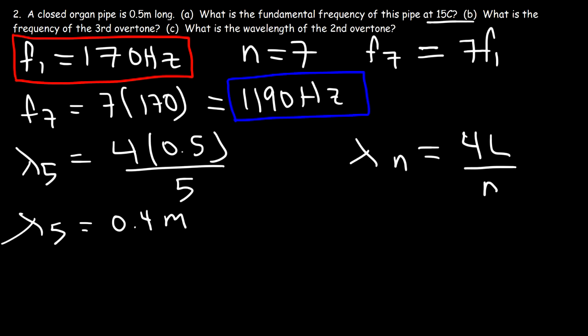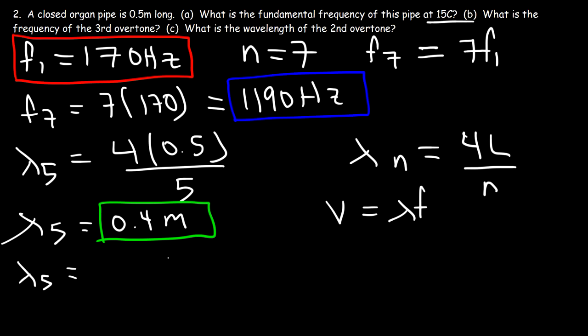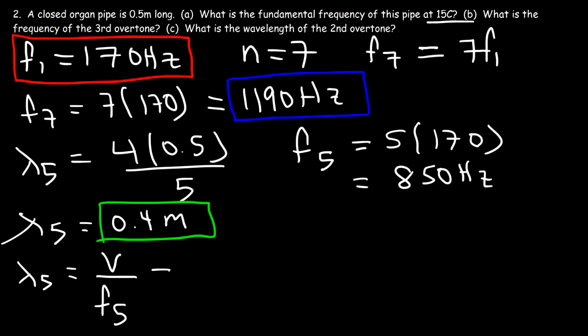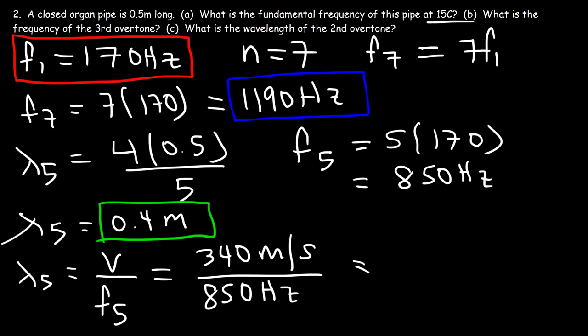Now let's confirm it with the other equation. So we know that v is equal to lambda times frequency. So the wavelength of the fifth harmonic is the speed divided by the frequency of the fifth harmonic. So let's calculate the frequency of the fifth harmonic first. So that's going to be f5, which is 5 times 170, and so that's 850 hertz. So the wavelength is going to be the speed at 15 degrees Celsius, which is 340 meters per second, divided by the frequency of 850 hertz. And that will give you the same answer of 0.4 meters. So that's the wavelength of the fifth harmonic, or the second overtone.